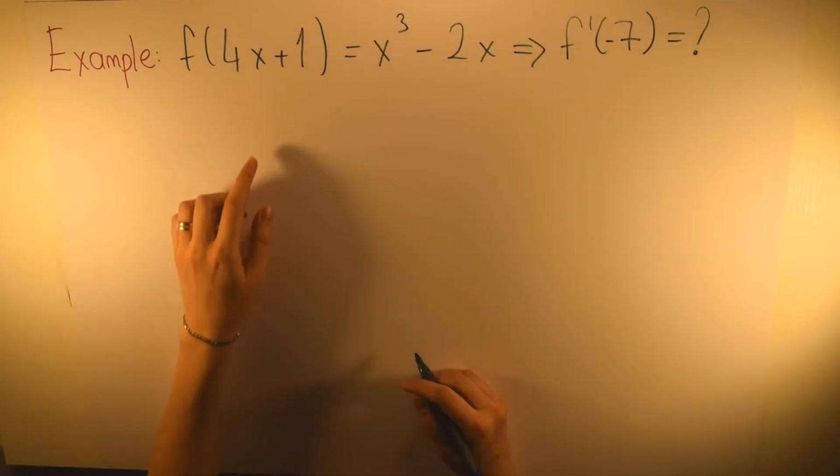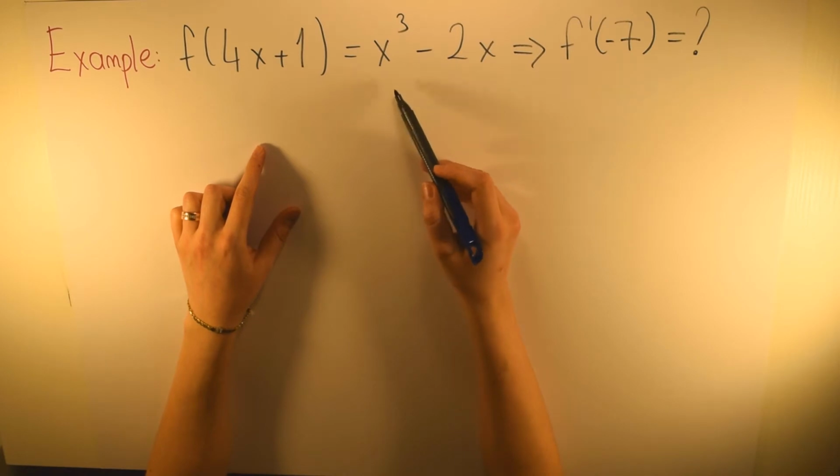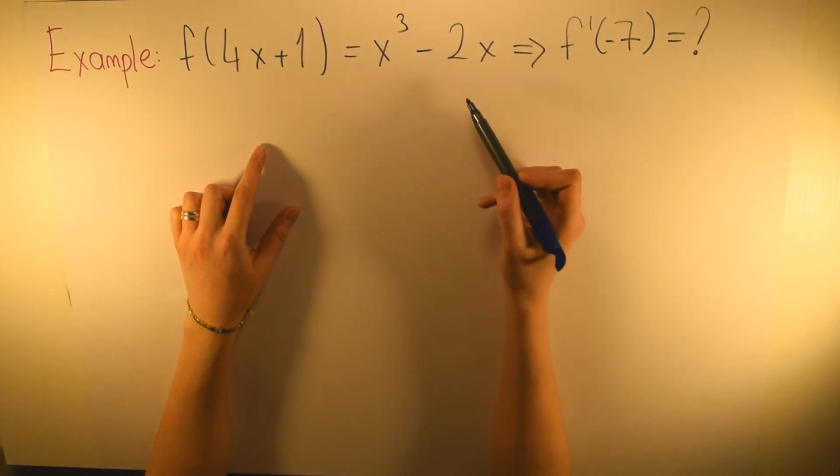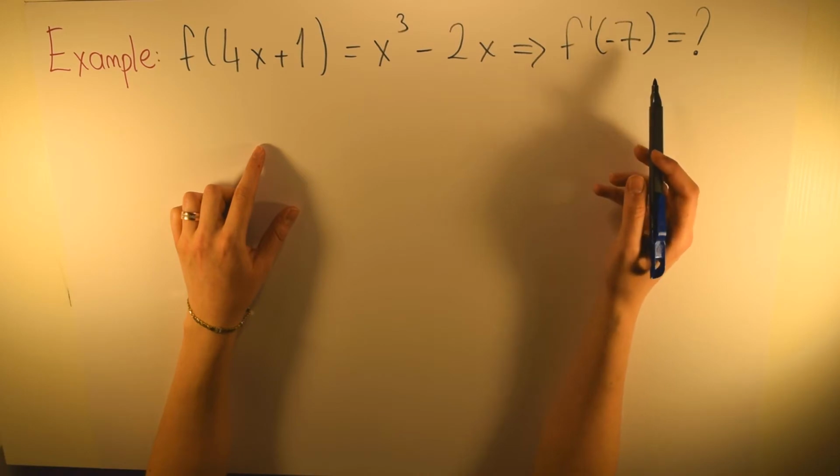Let's continue with this example. Here we have f of 4x plus 1, which is equal to x cubed minus 2x. The derivative of f at minus 7 is asked.